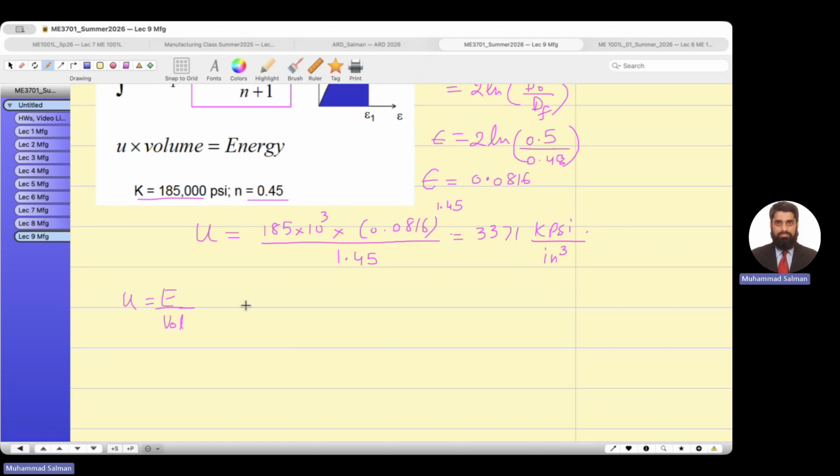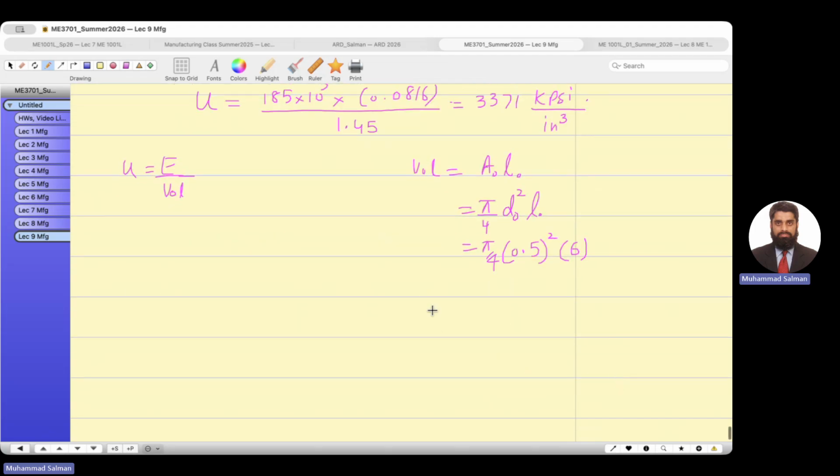Agreed. So what is the volume? You will tell me, Professor. Volume is area times initial length. Initial area is how much? Pi by 4 d naught square times L naught. So I can write pi by 4 times 0.5 square times 6. Correct? You agree with me? And then you will write it down. Energy, that means we are interested, energy equals U times volume.